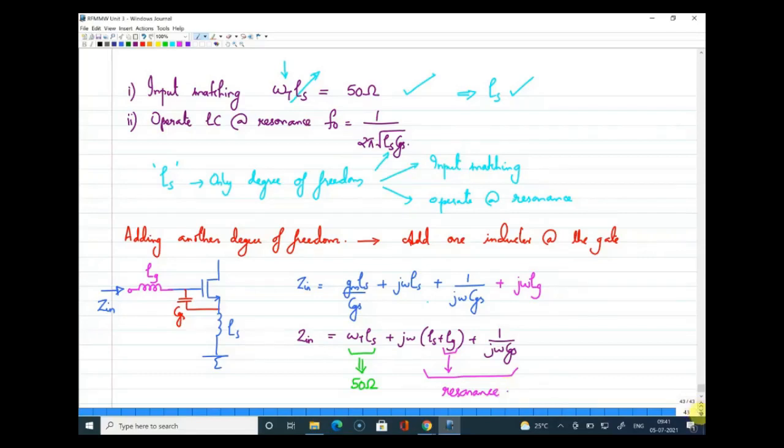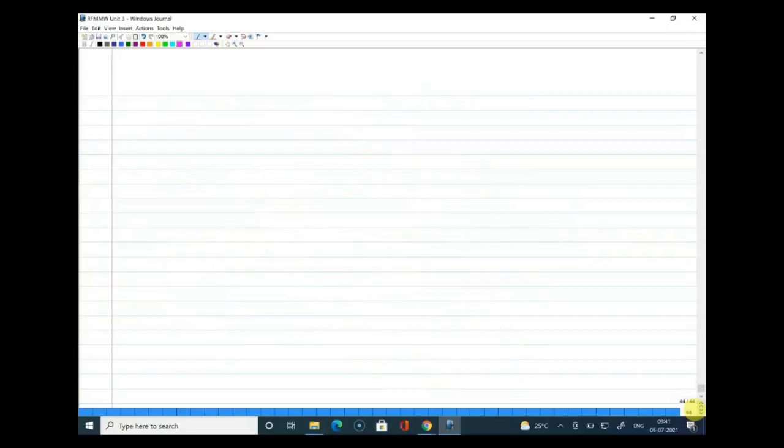So I hope this is clear. I haven't discussed any other options. I'm not saying that there are no other options, but this is the best option we have, right? If you have some more ideas, please share. We'll just see how that is possible, right? So with this, I have made the input matching condition possible by suitably adding components here.